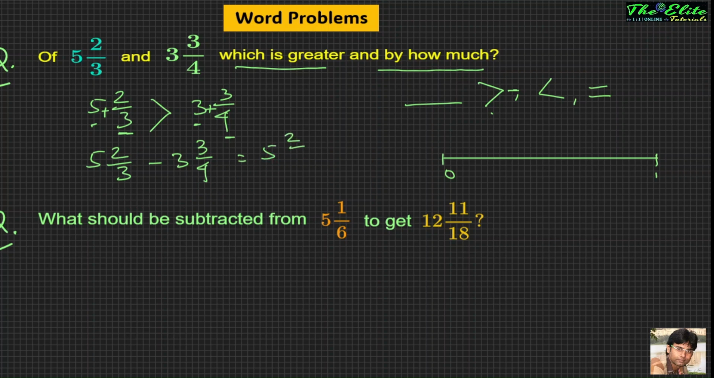You know what you will get, right? It will be 5 whole 2 by 3, meaning 5 plus 2 by 3, minus 3 by 4. See, 5 minus 3 is going to give you 2, and for 2 by 3 and 3 by 4, you just see which is greater. 3 by 4 is greater than 2 by 3. So the answer is going to be minus. Remember. And it is going to be 1 upon 12 if you go on finding the answer.